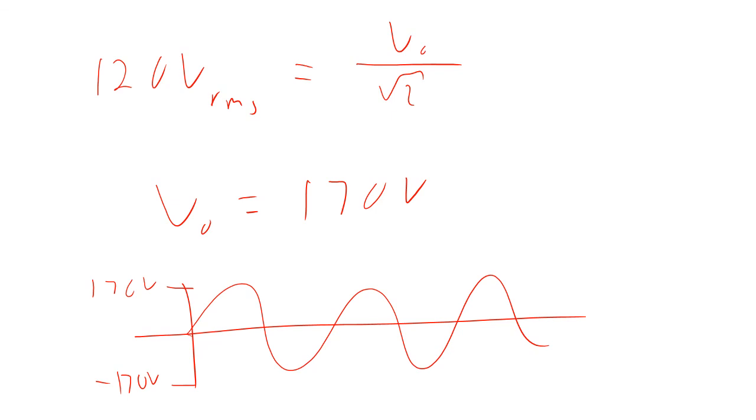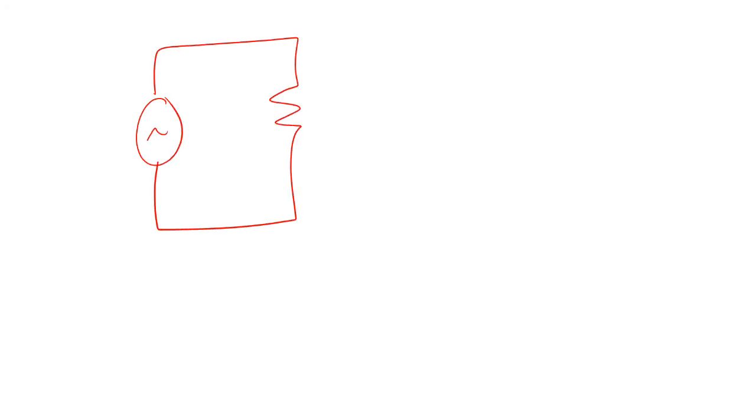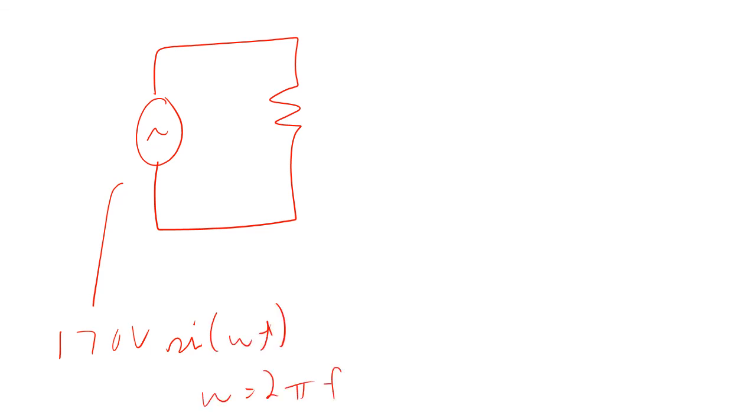Now, why do we do this sort of thing? So that would be so that if we had a simple circuit right here, this right here is 170 volts times the sine of omega t. So omega is going to be 2 pi f. F is 60 hertz, so that would be 120 pi hertz. And if this were a 10 ohm resistor, then we would say, what's the average power?